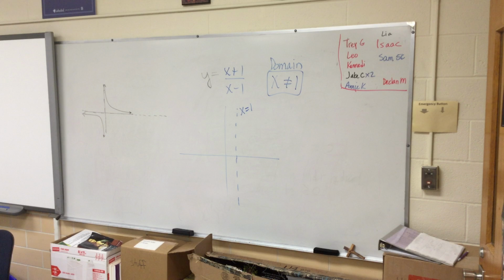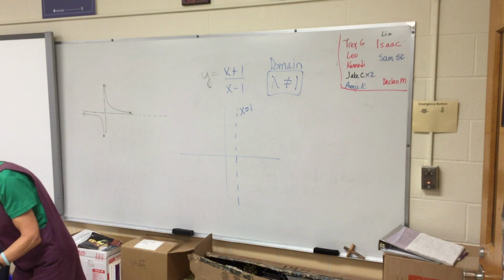So remember I told you domain is tied to graphing? We're starting it right now. You now know that you have an asymptote in your picture at 1, because that's what x cannot be. Okay, I think I'm going to stop right there.